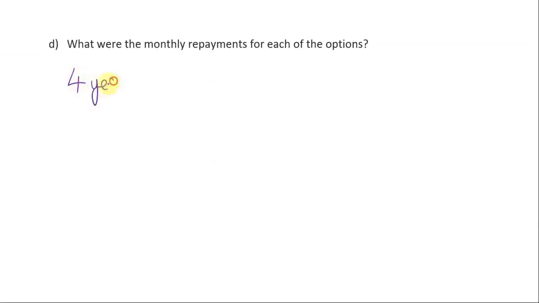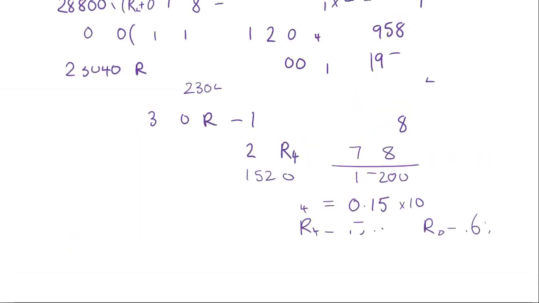So 4 years. We need to know the total amount that had to be repaid so we can find out the monthly repayments for each option. So the total amount that needs to be repaid on our loan, we need to find the interest and add that to the principal. So our interest equals principal times the rate times the number of investment periods. We know our principal was, let's just scroll back up and check to make sure we get the right value, 28,800.